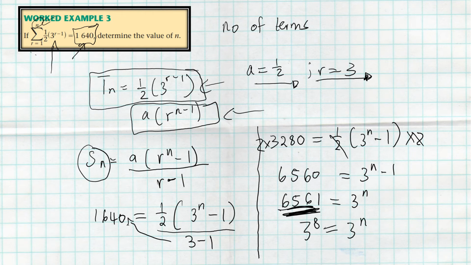So now the bases are the same, we can equate the exponents. So our n is 8. Determine the value of n equals 8. What does it mean? It means that in this geometric series, for them to get 1640, they had to add up 8 terms together.